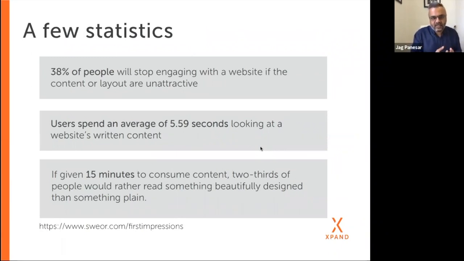So 38% of people will stop engaging with a website if the content and layout are unattractive. Users spend an average of 5.59 seconds looking at a website's written content, not the imagery, not everything else, just the written content. And if given 15 minutes to consume content, two thirds of people would rather read something beautifully designed than something plain. So, I mean, this is kind of the broader picture.